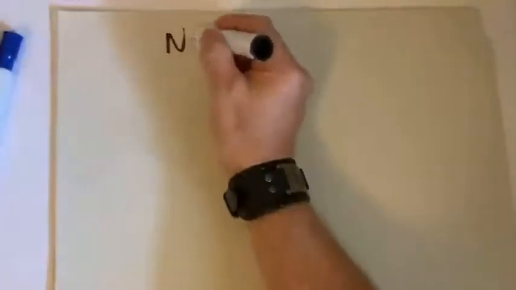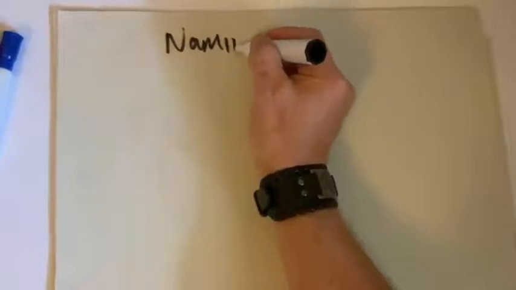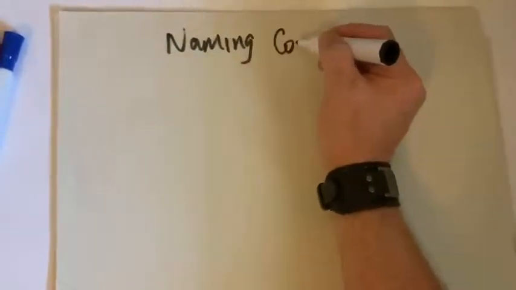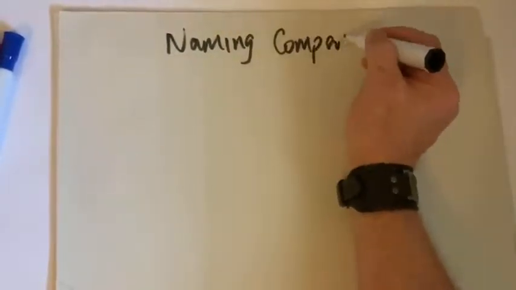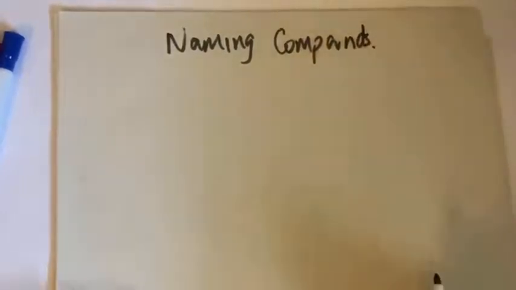Naming chemical compounds. When we name a chemical compound, we're always looking to understand what's present in it. So we use the names of the elements that make it up.